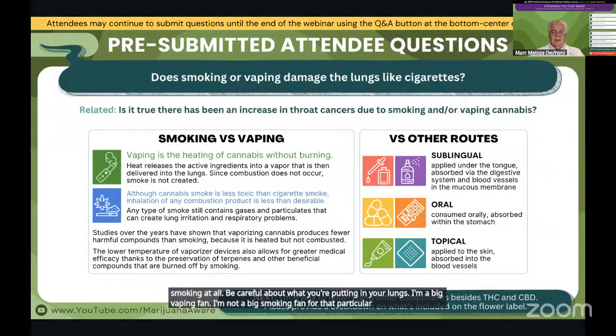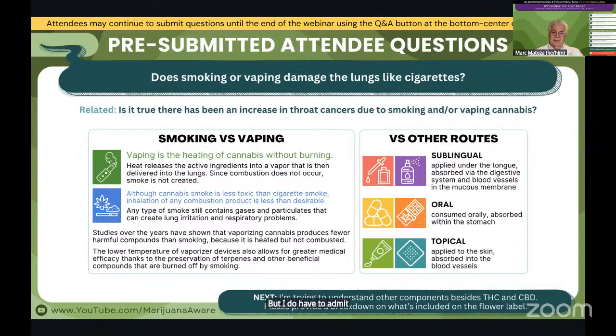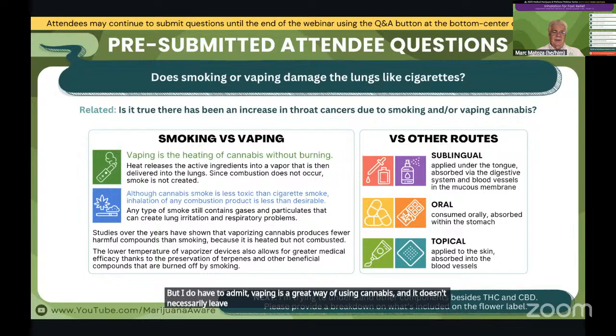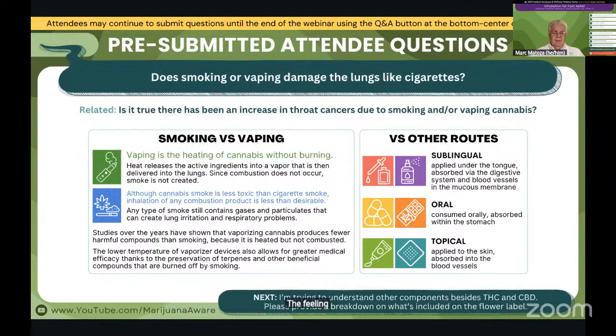I just want to be as safe as possible. But I do have to admit, vaping is a great way of using cannabis, and it doesn't necessarily leave me, let's just say, with the feeling of burnt material that I feel when I smoke something like cannabis or cigarettes themselves. So the answer is, it's true.